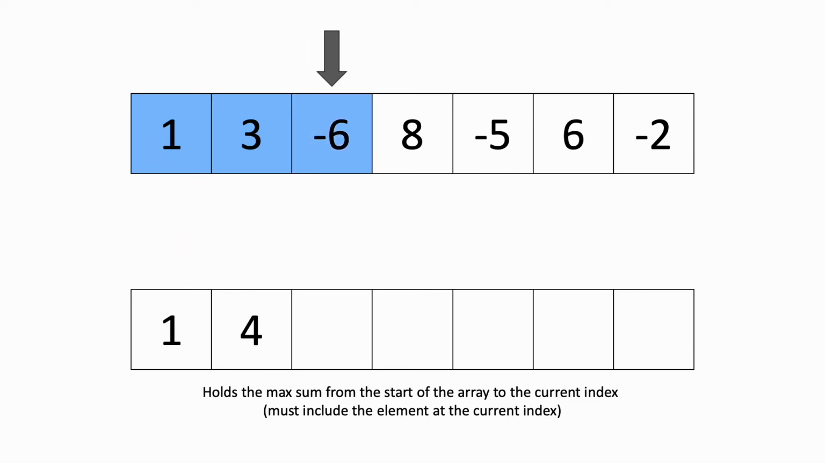Then let's look at the next element, which is negative 6. Again, we'll ask, is it better to include or exclude the previous maximum sum of 4? If we include it, then our sum will be negative 2, but if we exclude it, it'll be negative 6. So we're still better off including it, and the maximum sum ending here is negative 2. Notice that we're using the bottom array to save our previously calculated sums, so we don't need to calculate them over and over again. Next up is 8, but now notice that the previous maximum sum is negative 2.